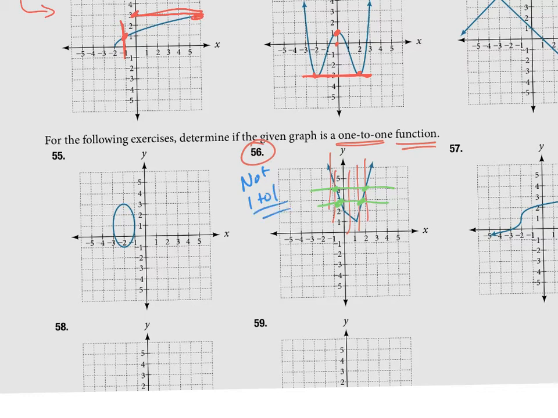Although it passes the vertical line test, which means it is a function, it fails the horizontal line test, so it's not one-to-one. The reason we're curious about one-to-one functions is that those are the functions whose inverse is also a function. When we work with inverse functions, it's important that we make sure we're dealing with a one-to-one situation.